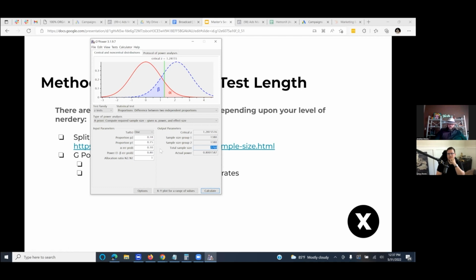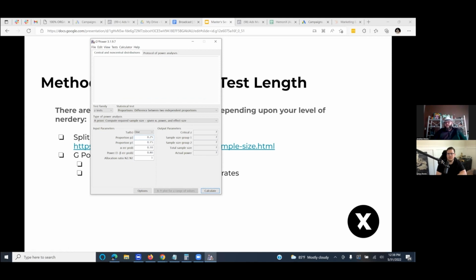All right. So let's play with that for a minute, because it's interesting what happens. Let's say that on my control, I have a 15% conversion rate, but on my variation, I get a 25% conversion rate. Can anybody guess?